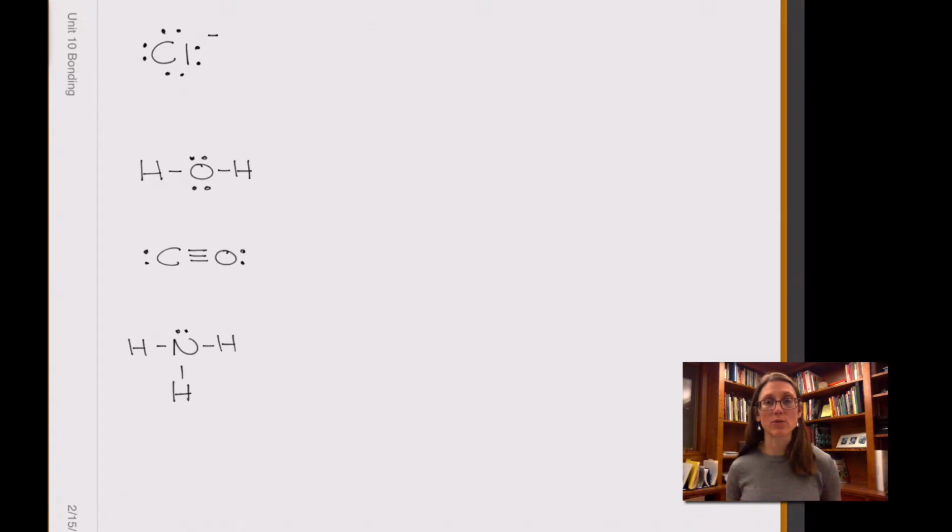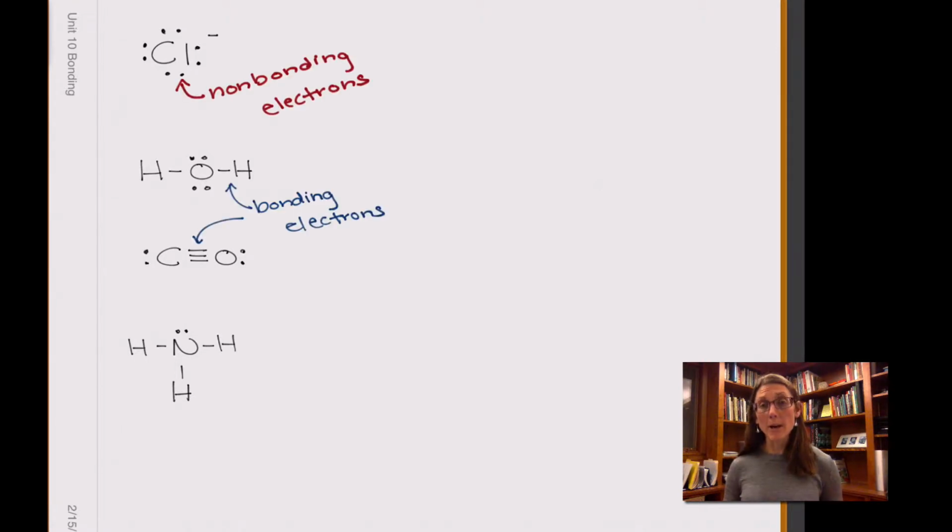So you've seen Lewis structures before, but let me point out some of the highlights here. As you're looking at Lewis structures, you have both bonding electrons and what are called lone pairs or non-bonding electrons. The non-bonding electrons are shown as dots around the atoms that they are localized on, whereas the bonding electrons themselves are often represented as a line, and a line represents two electrons. So each line is an electron pair.